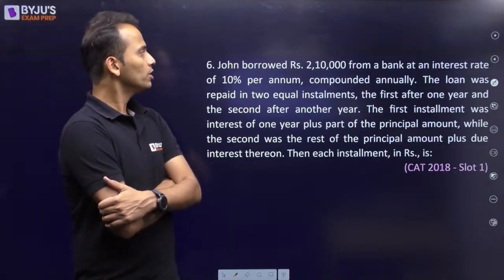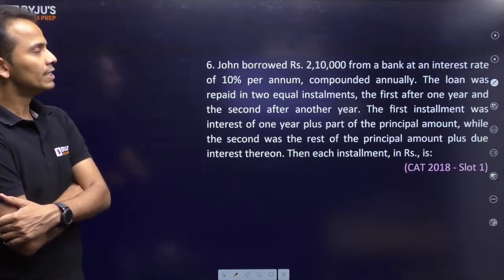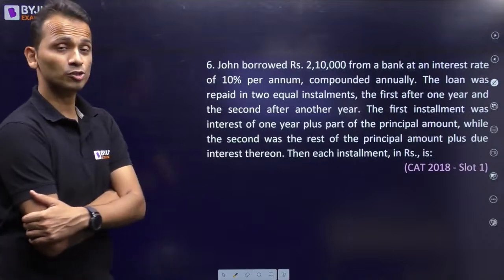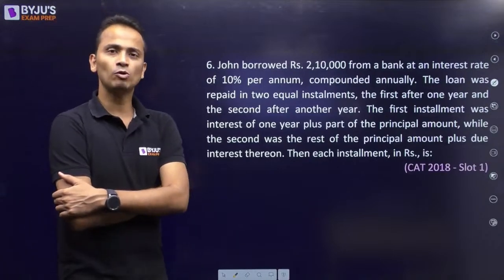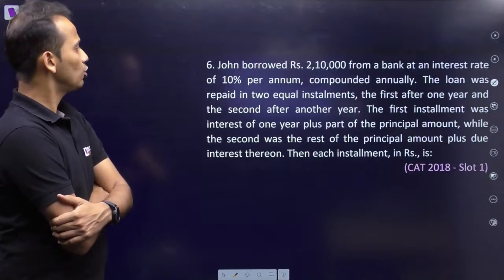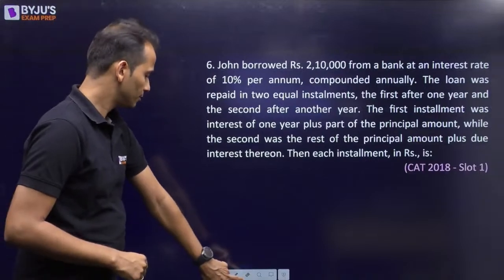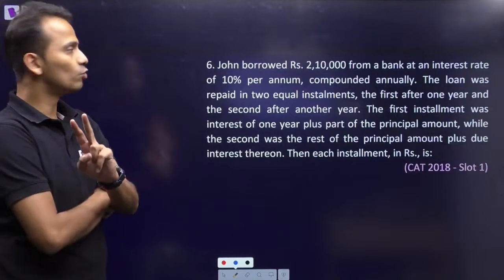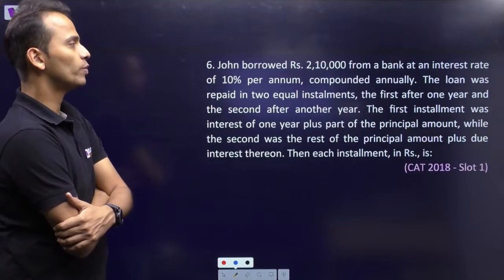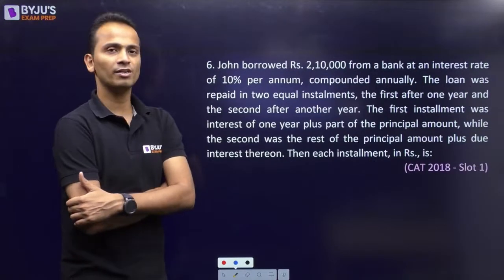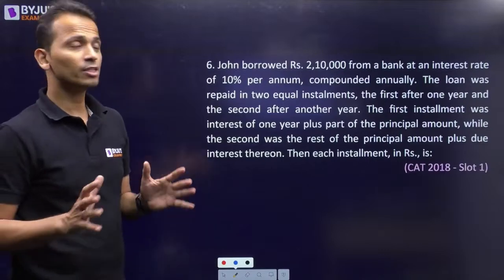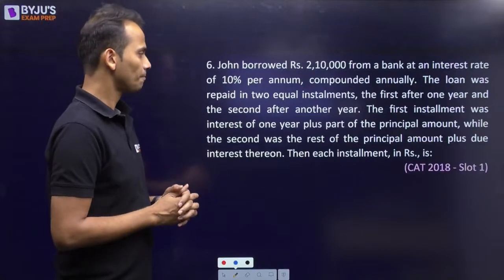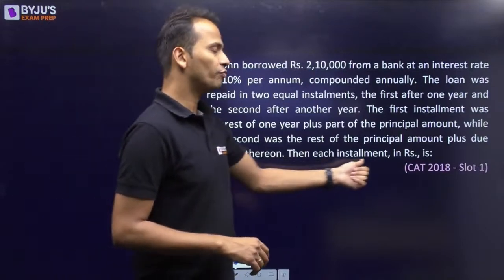Now John borrowed rupees 2,10,000 from a bank at an interest rate of 10% per annum, which is compounded annually. The loan was repaid in 2 equal installments, the first one after 1 year and the second one after another year. So this is a question of equal installments. We have to find out the value of each installment.